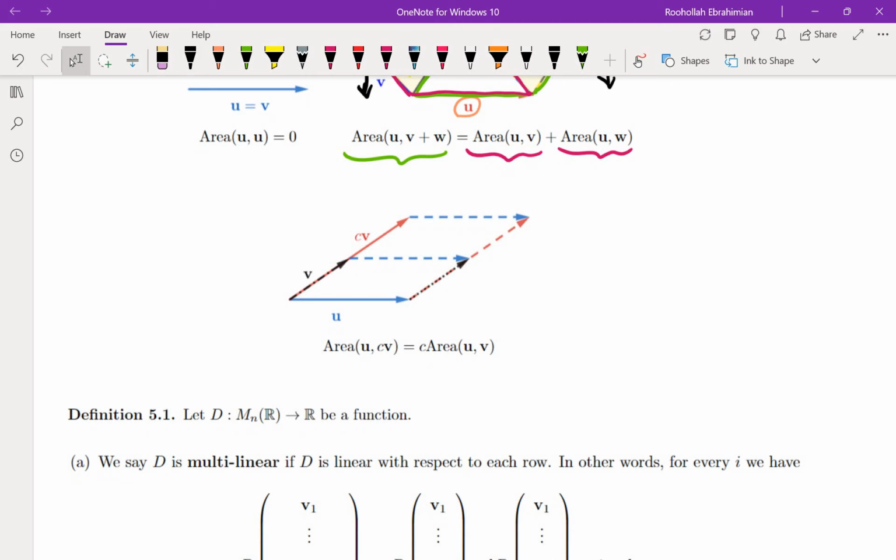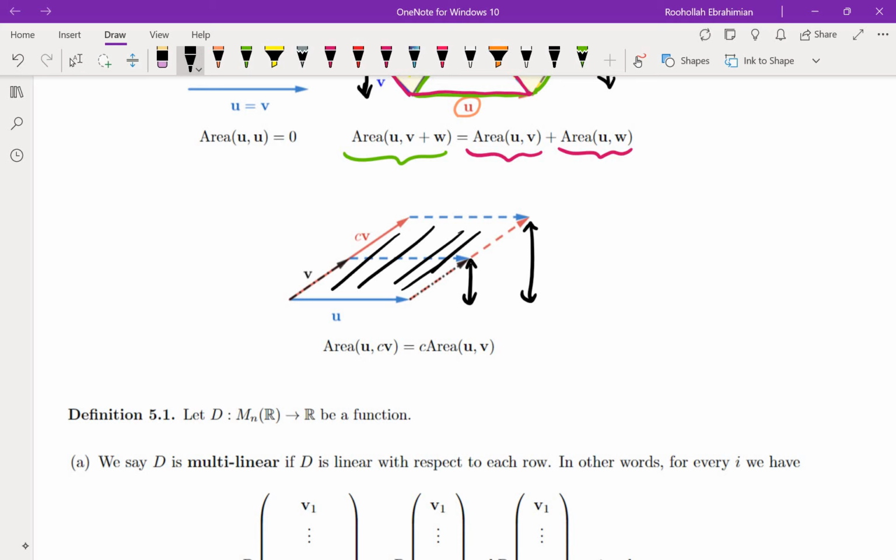Okay, so now if you look at the area of u comma cv, we get the larger area, this area, and that is c times the area of uv. And the reason is this height has been multiplied by c to get to this height, and the base is the same, which is why the area is also multiplied by a factor of c.